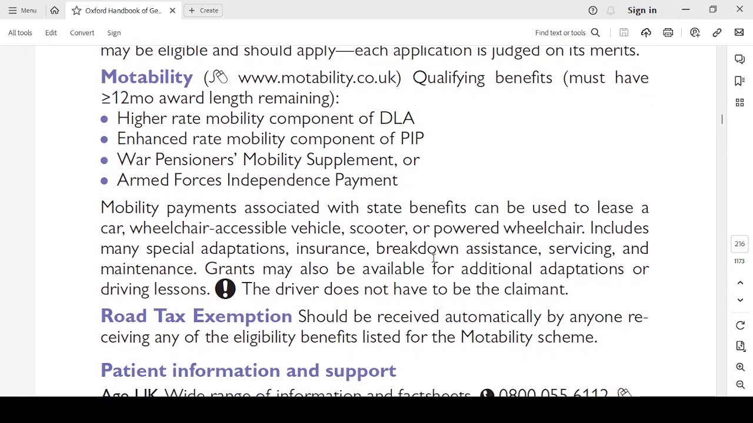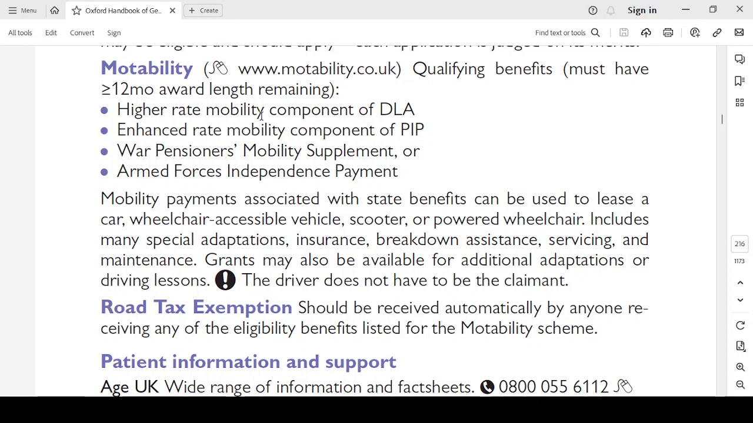Motability. Okay, qualifying benefits. Must have more than 12 months award length remaining. High rate of mobility component of DLA. Enhanced rate mobility component of PIP. War pensioners mobility supplement or armed forces independence payment.